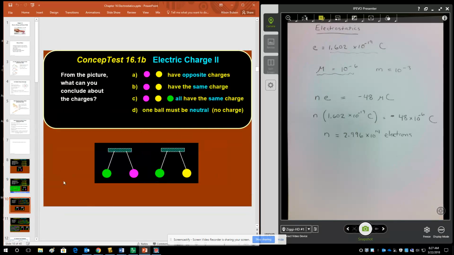Next question. From the picture, so green repels pink and green repels yellow, what can we conclude about the charges?